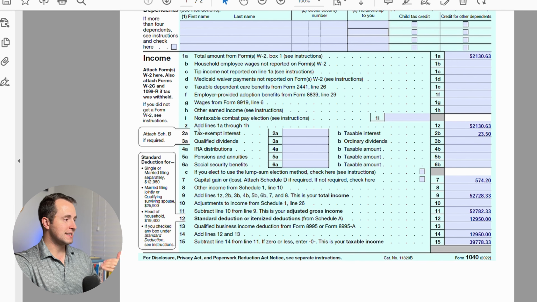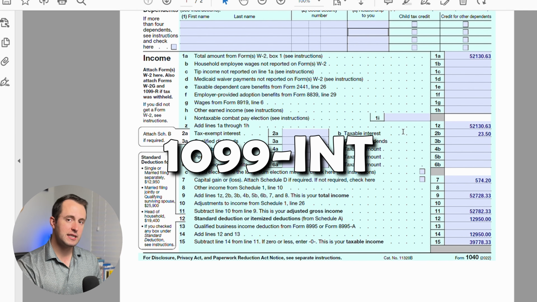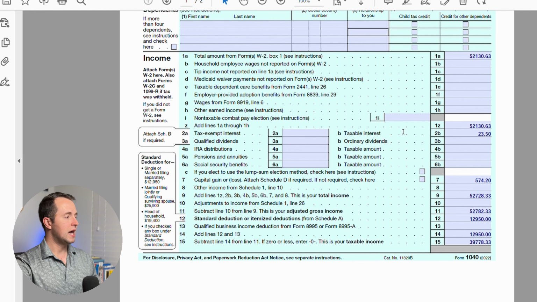So you're going to have tax exempt interest and then taxable interest. Now, most people, you're going to have a checking or a savings account. And if you earn above a certain amount of interest, your bank or credit union is going to issue you a 1099 INT for interest that you earned. A lot of interest is not going to be tax exempt, so it's going to be going into B. And so John, for the past year, he made $23.50 on his high yield savings account.